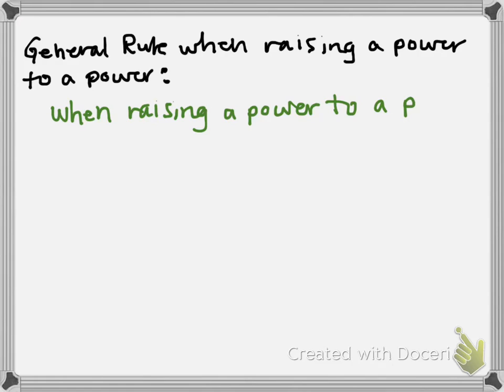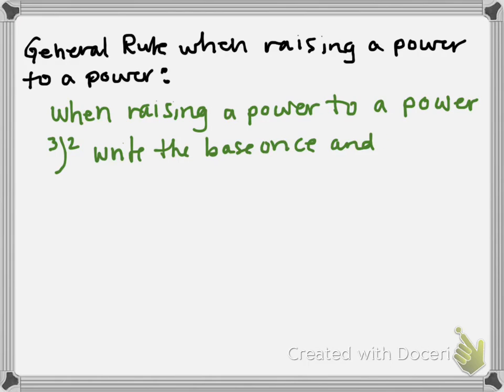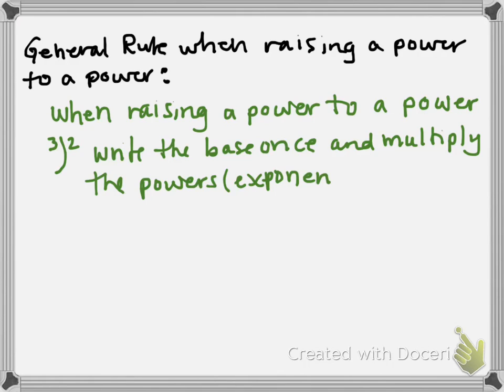Okay. So, when raising a power to a power, I'm going to show an example of what that would look like, just the highlight of it. You would have something like this. An exponent, parentheses, exponent. So when you have exponent, parentheses, exponent, when raising a power to a power, you write the base once, and multiply the powers. And now in parentheses, I'm going to write the word exponents, because at this point those two words are interchangeable. Okay?